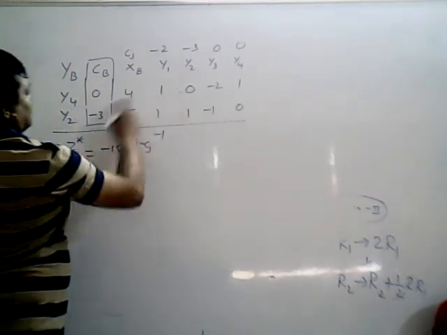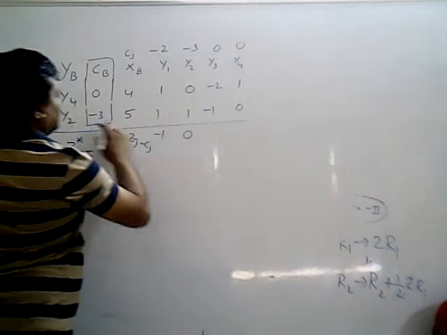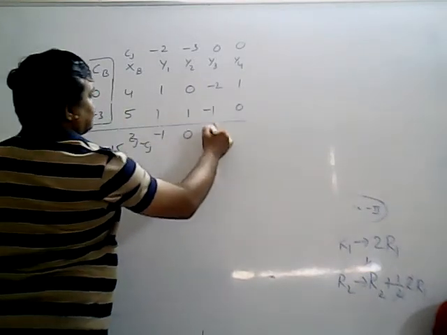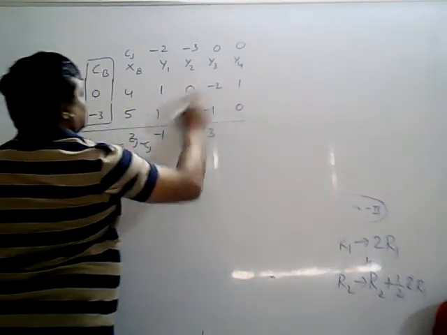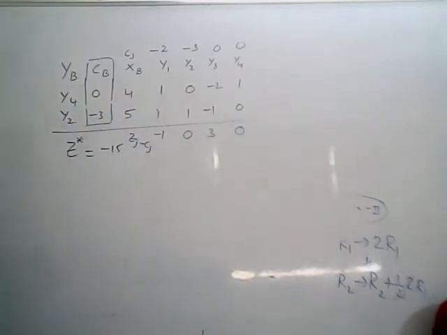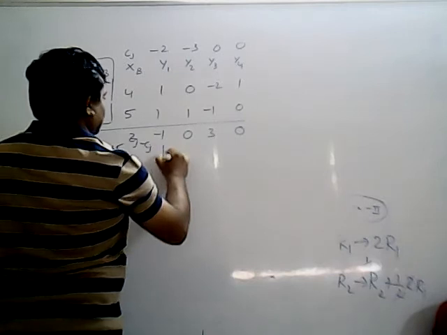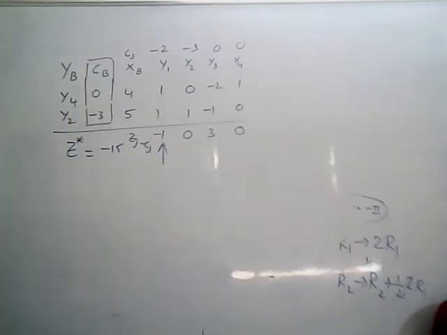Next one is 0 minus 3 plus 3, which is 0. Next one is 0; this is 3 minus 0, 3. This is 0, 0. If you get a negative, you have to repeat the process. How many negatives did you get? One negative. That means this enters. This is the entering variable.